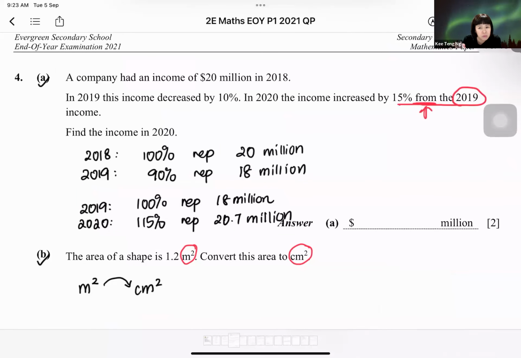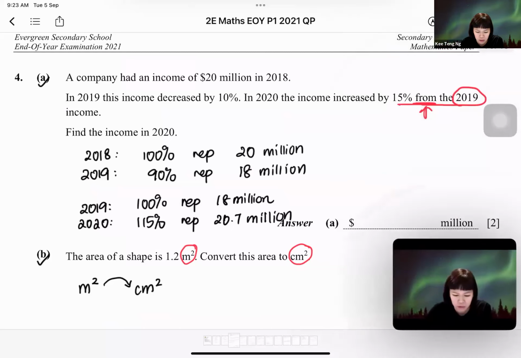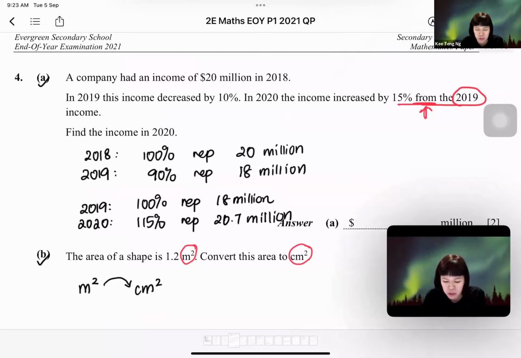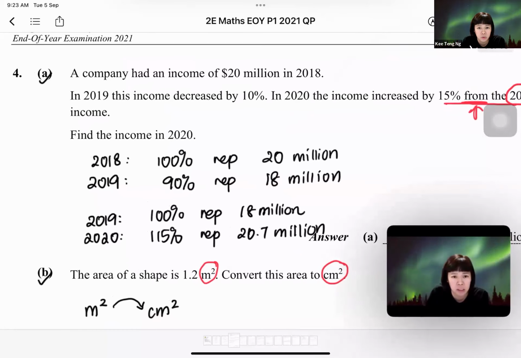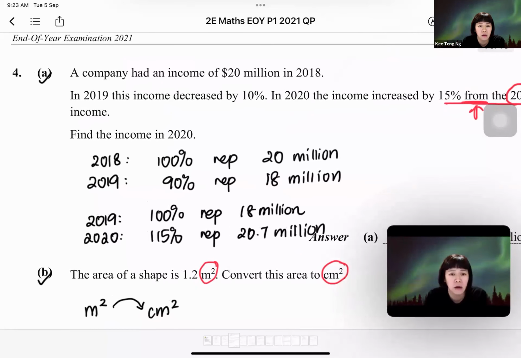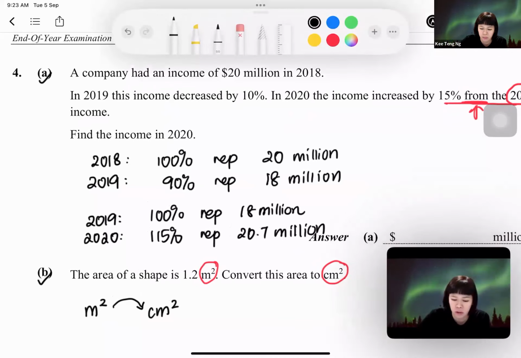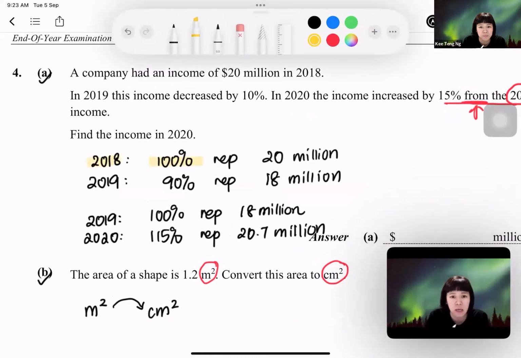You must read the question carefully. It started off with 20 million in 2018, and then after that, this income decreased by 10%. So first I tried to find 2019, decreased by 10% from 2018. You notice that I wrote in my working, 2018 was my 100%. So I found my 2019 is 18 million.